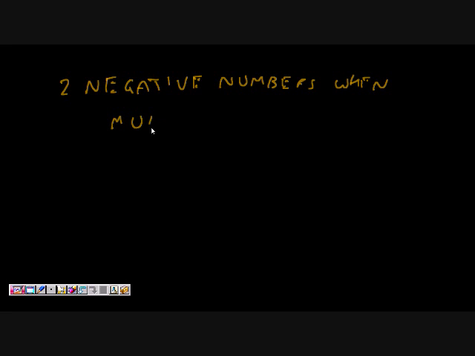Okay, let's discuss another basic property of numbers, especially applying to multiplication. When you multiply two negative numbers against each other, when multiplied, they will yield a positive number.